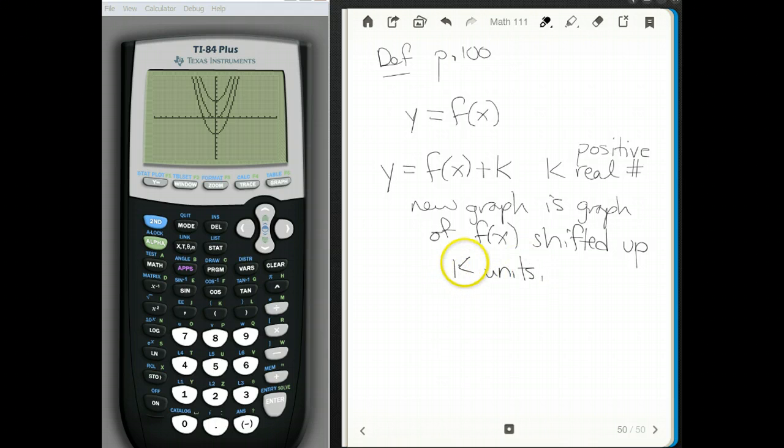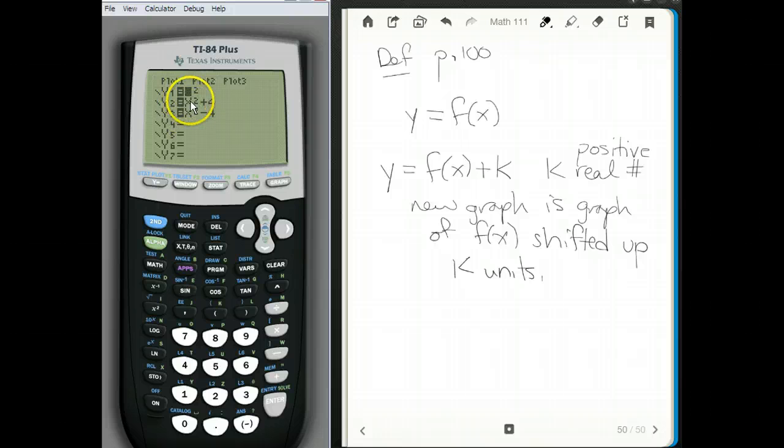So if we've shifted it up k units and we added, say we added 3, then we've shifted it up 3 units, right? Over here in our graphs, we added 4. If you go back to y equals, right? This is the equation x squared, the description for x squared here. And I add 4, that's my k right there. So the graph has been shifted up 4 units.